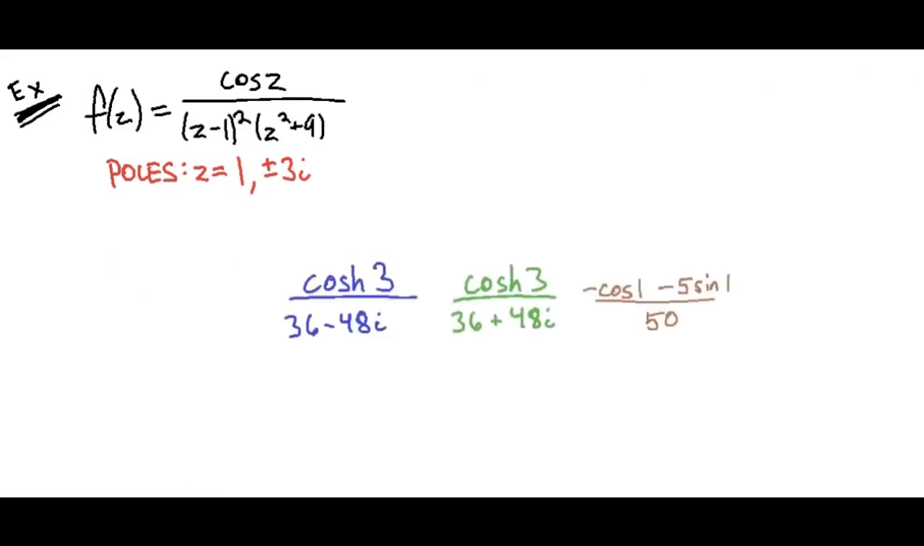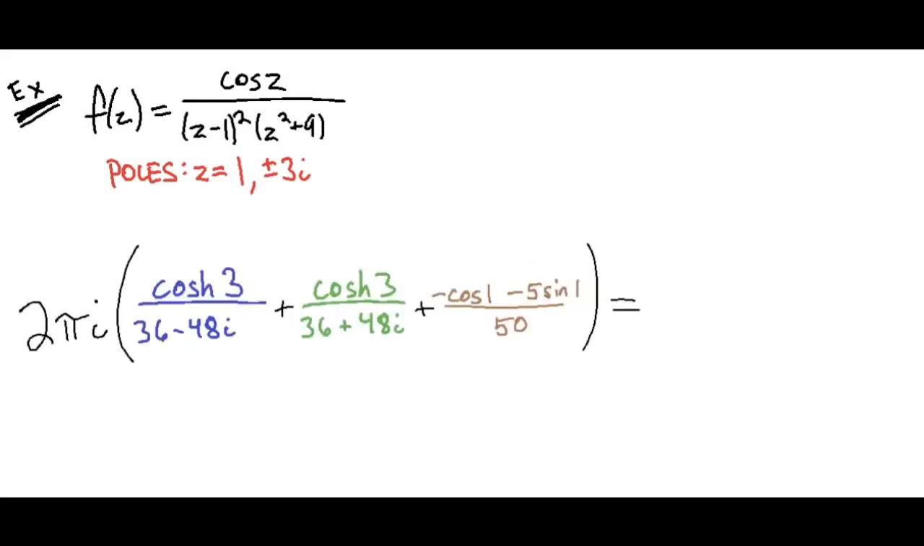Now I know this is really complicated to look at, but it's important to remember that these are all just constant numbers. We find a value for these and use them to find our integral. I've used a calculator to compute these values. When we add them up and multiply by 2 pi i, we get a grand total of 0.669i.